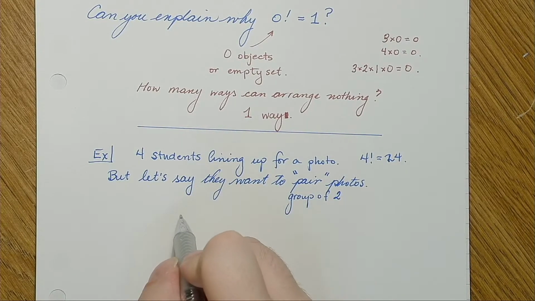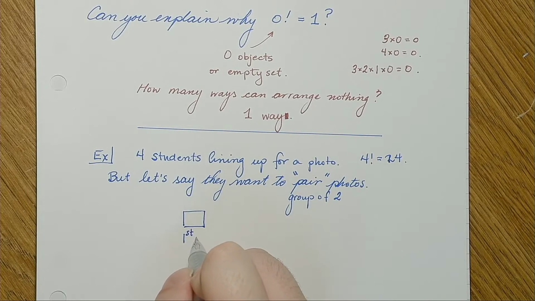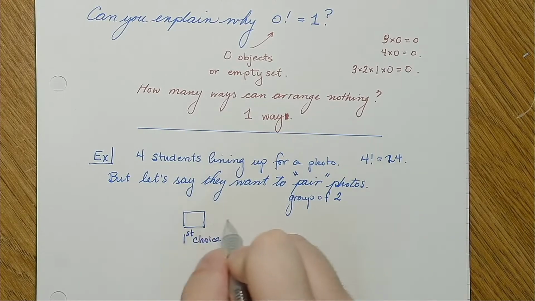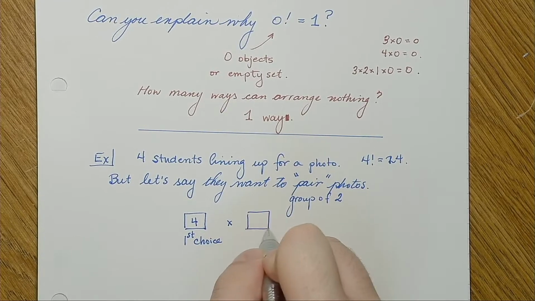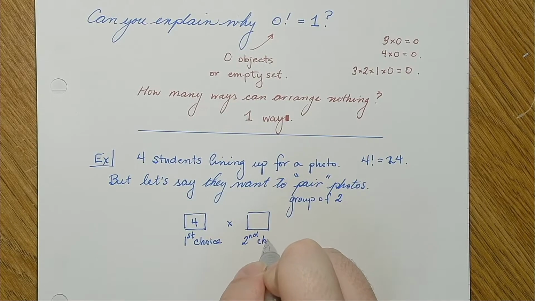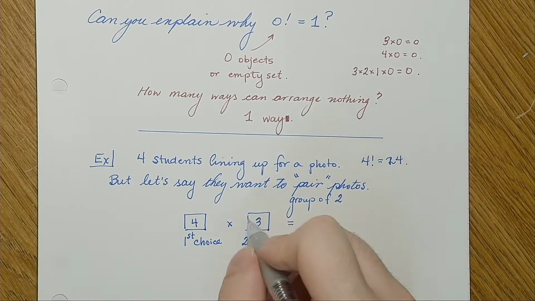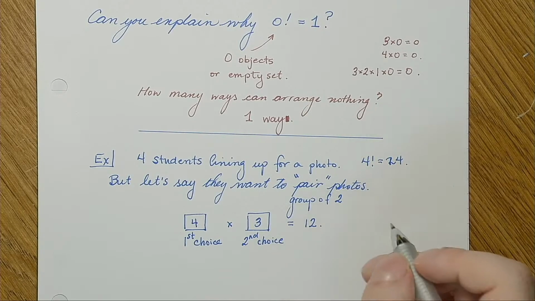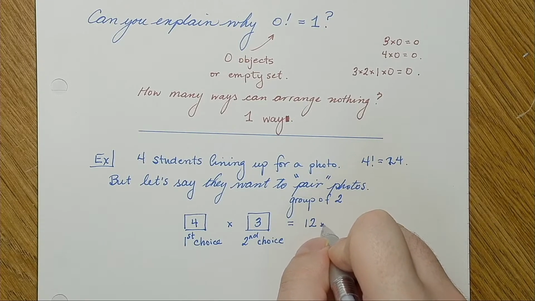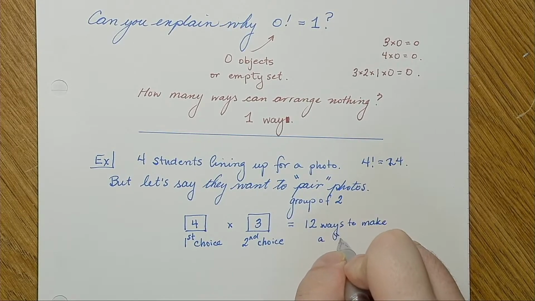So what we can say then is, for the first choice in that pair photo, there would be 4 students to choose from. And then in the second choice, there would be 3. And so that's 4 times 3, which is 12. So there's 12 ways to make a pair photo.